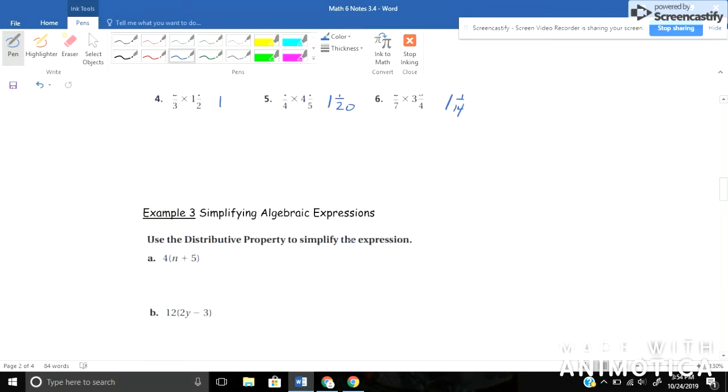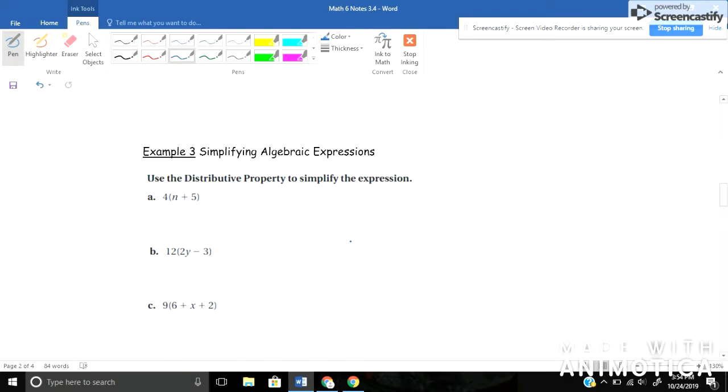With example 3, now we're going to use the distributive property to simplify not numerical expressions, but algebraic. So we'll introduce some letters here. All right. So for the first one, use the distributive property to simplify the expression. I'm taking my outside number and I'm multiplying it by everything on the inside of my parentheses. So I have 4 times n plus 4 times 5. Okay, 4 times n, well, that's just 4n plus 4 times 5, that is 20.